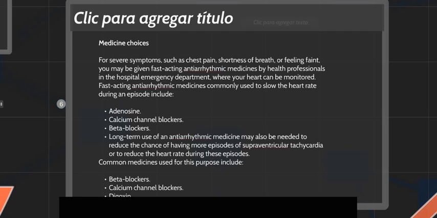Long-term use of an antiarrhythmic medicine might also be needed to reduce the chance of having more episodes of supraventricular tachycardia or to reduce the heart rate during these episodes. Common medicines used for this purpose include beta blockers, calcium channel blockers, and digoxin.